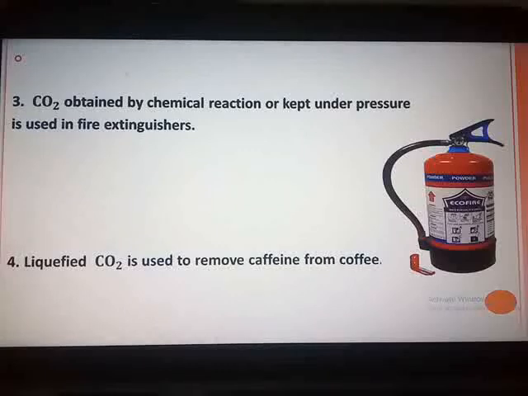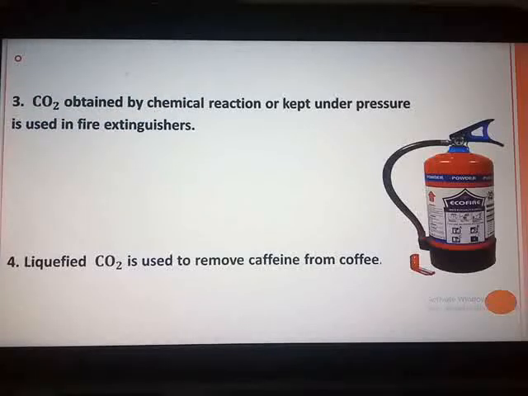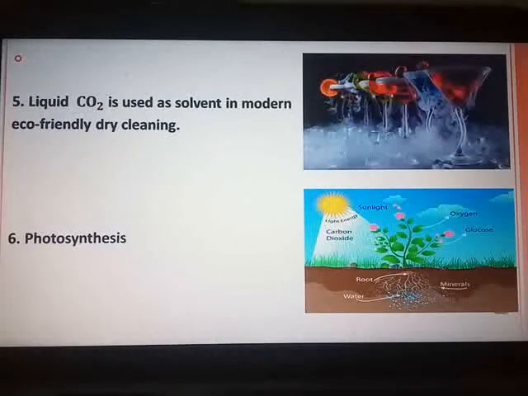Next is, we had studied about fire extinguisher in details. So carbon dioxide, which is obtained by the chemical reaction, it is used to extinguish fire in fire extinguishers. Liquefied carbon dioxide is used to remove caffeine from coffee. Liquid carbon dioxide is used as a solvent in modern eco-friendly dry cleaning.